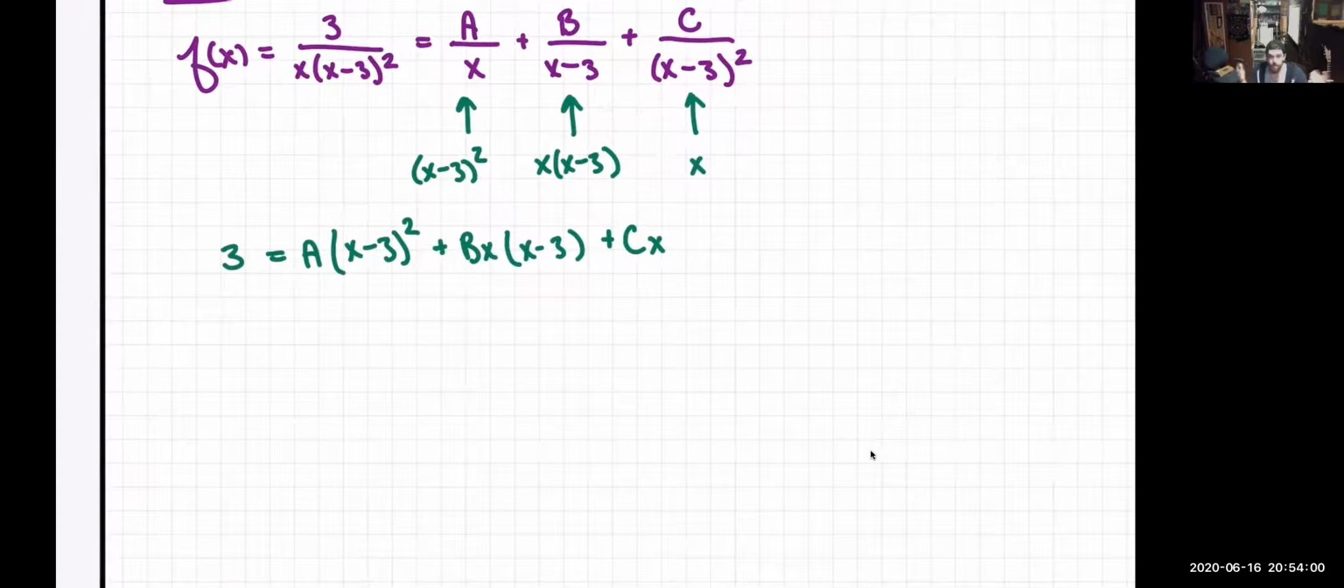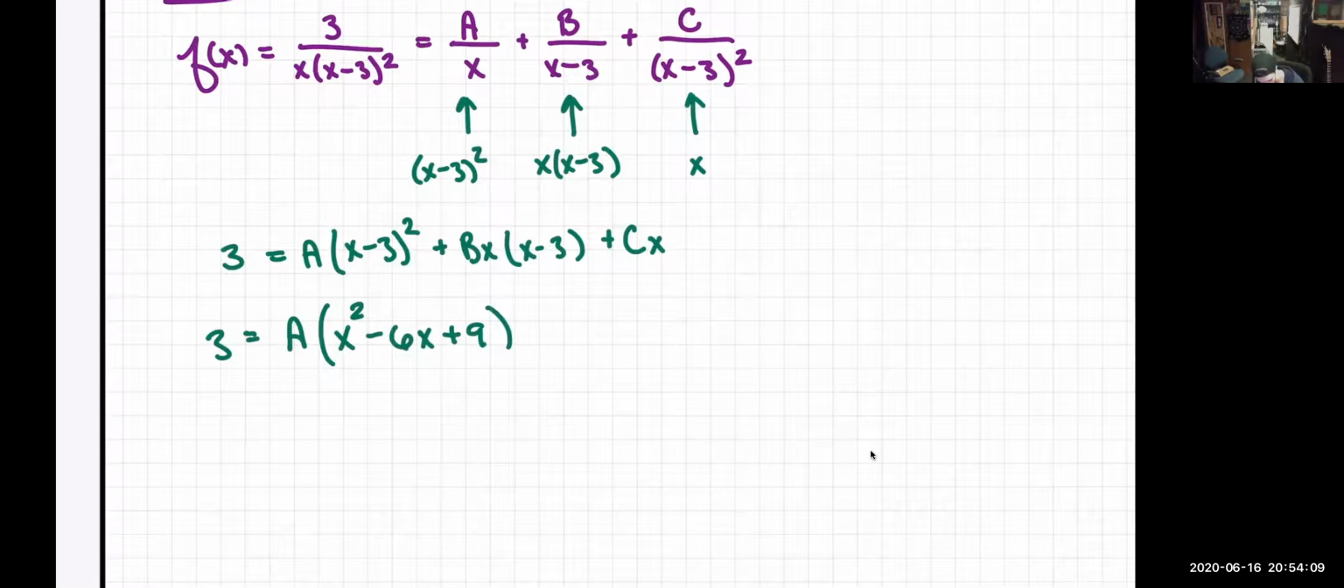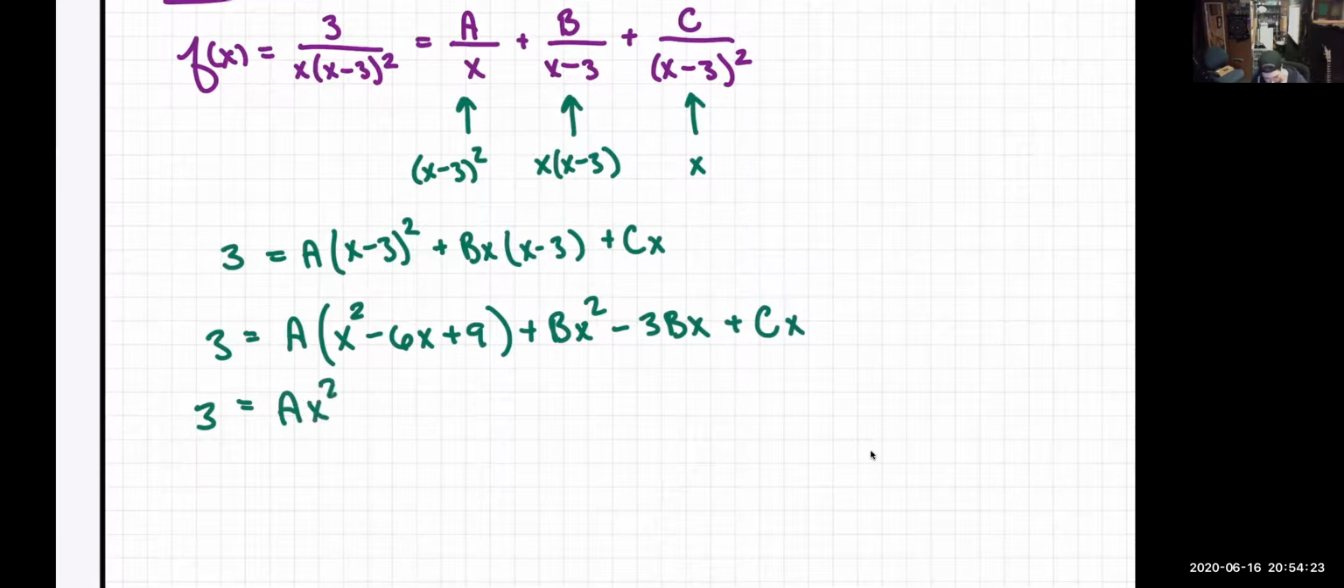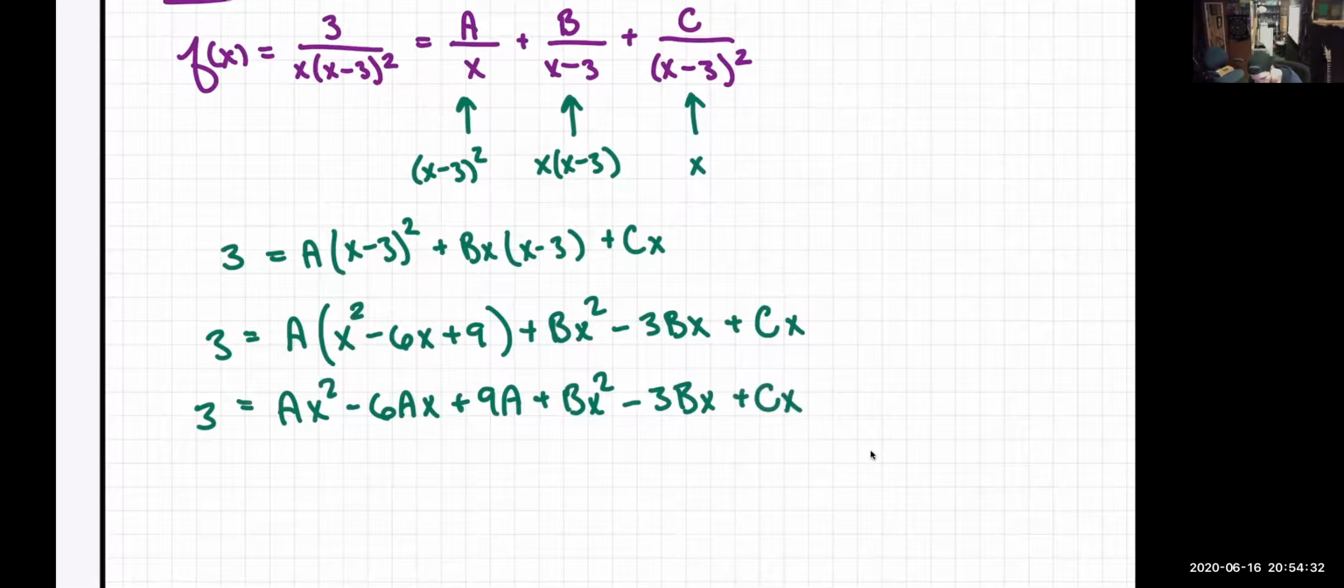And I'm just going to expand out some more of these terms. So using the binomial theorem, this would become a times x squared minus 6x plus 9. Expanding this out, that would be plus bx squared minus 3bx. And this would be plus cx. Finally, we have 3 equals ax squared minus 6ax plus 9a plus bx squared minus 3bx plus cx.